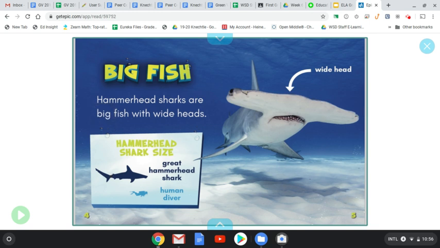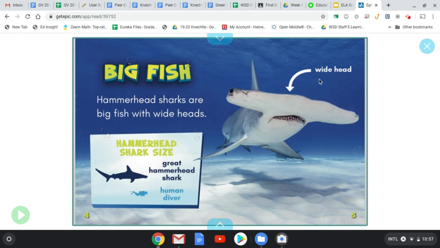I see some more text features. This text feature here says wide head. That is actually a label. You'll see lots of labels in nonfiction books. The label usually has an arrow that's pointing to something in the picture, and it's going to tell you more about that picture. Usually labels are short. It only gives you 1 or 2 words. So this is just telling you that he has a wide head. And I agree, he does have a very wide head.